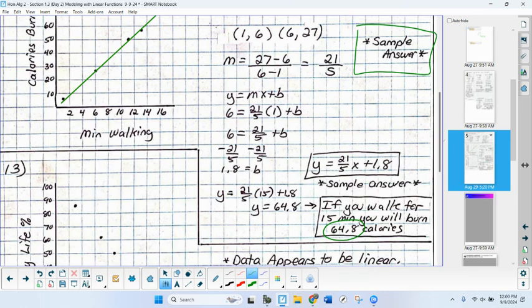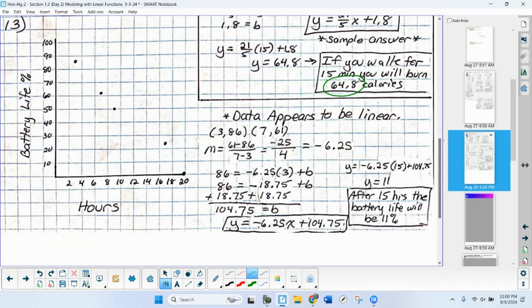Okay, then the next one, I put battery life, went by tens on y. I went by hours by 2 on x. There's my graph. I then said, okay, got to draw my line of best fit. That might be a little off. Pick 2 points that are on that line. I used the points (3, 86) and (7, 61), did all the math. Then plugged in 15, and after 15 hours, the battery life will be approximately 11%.